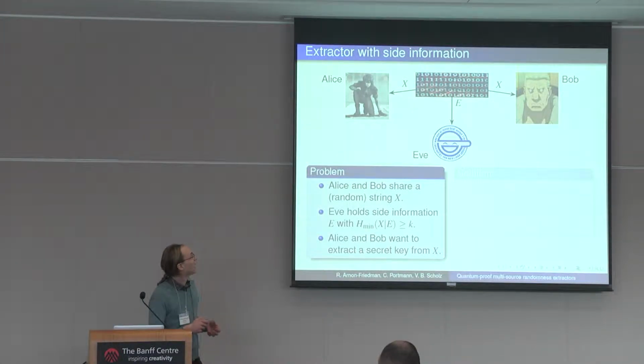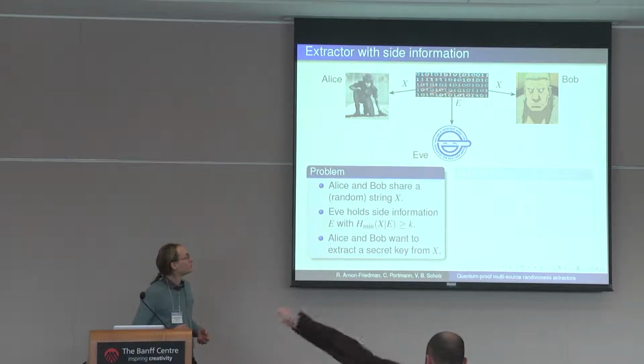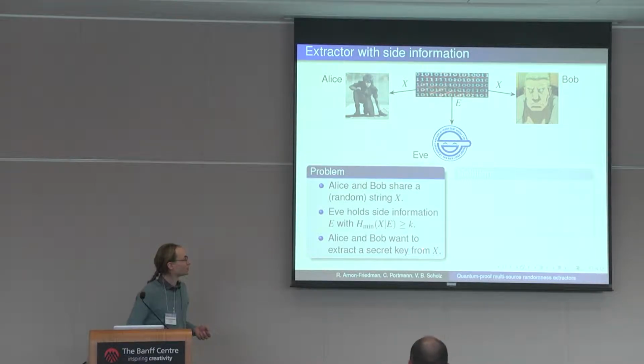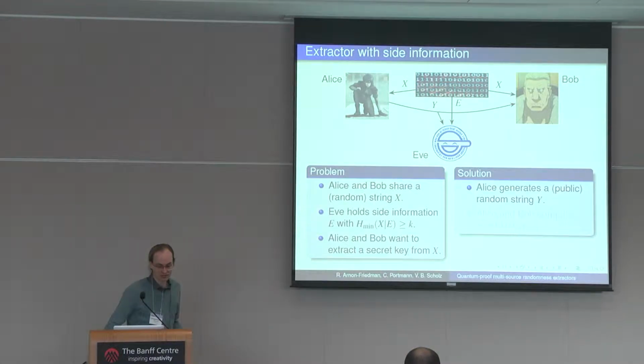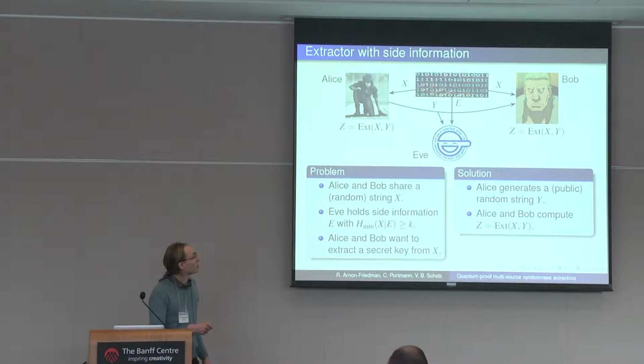The only thing we know about the adversary's information is that we have some kind of bound on the entropy of the string that Alice and Bob know, conditioned on this side information E. And what they want to do is extract some secret key which is uniform from X. So what they do is Alice generates this random seed, and she makes it public. She sends it to Bob, but then the eavesdropper also gets a copy. Then they apply an extractor to X using the seed Y, and they get some output Z. And we would like this Z to be uniform and also to be unknown to the adversary.